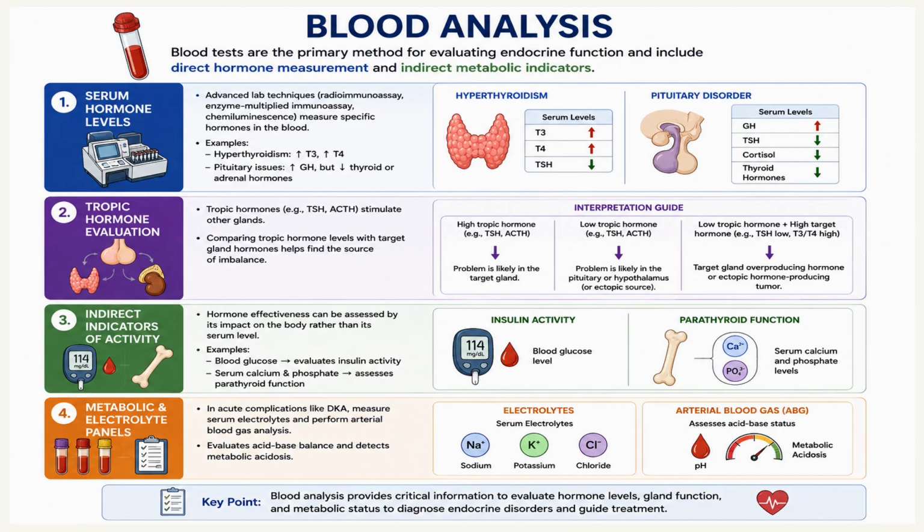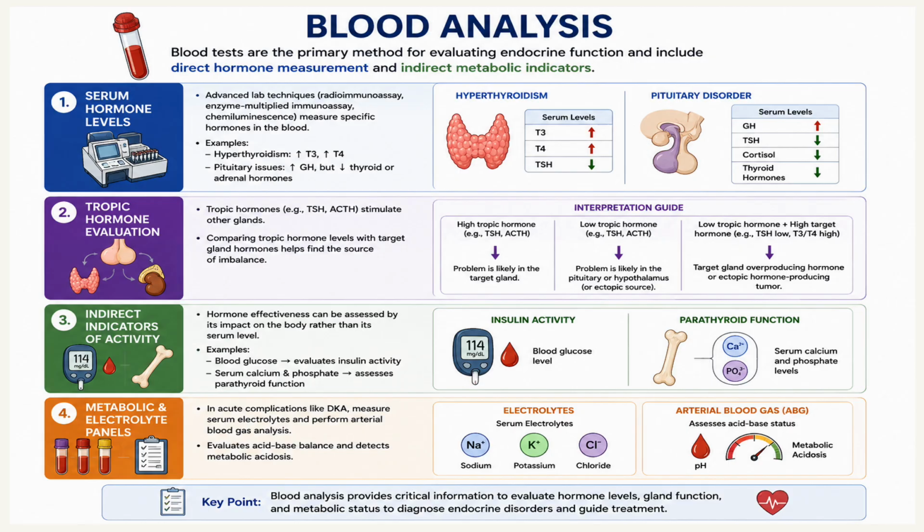Now we also assess indirect indicators of hormone activity. In some cases, the effects of a hormone on the body provide more useful information than the hormone level itself. For example, blood glucose levels are commonly used to evaluate insulin function. Okay, while serum calcium and phosphate levels help assess parathyroid hormone activity and calcium regulation. Now, finally, metabolic and electrolyte panels.